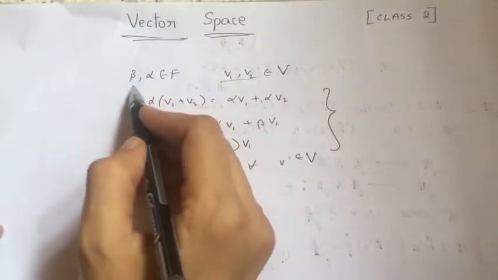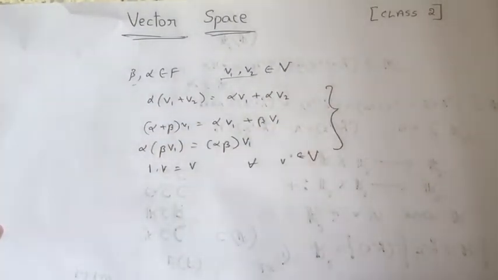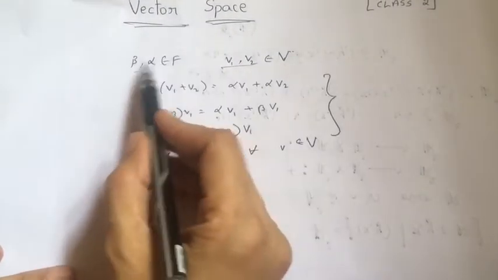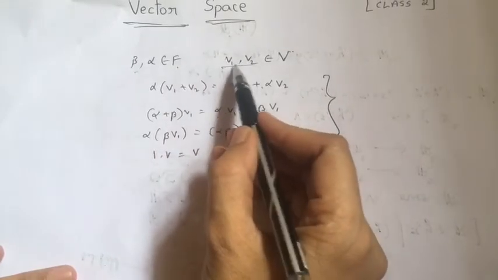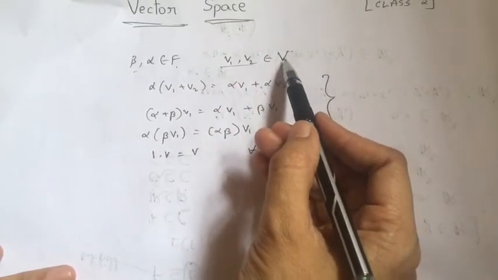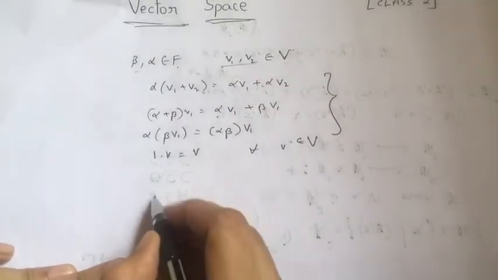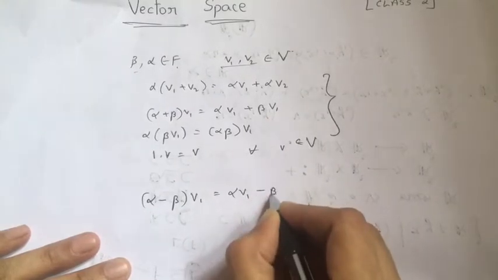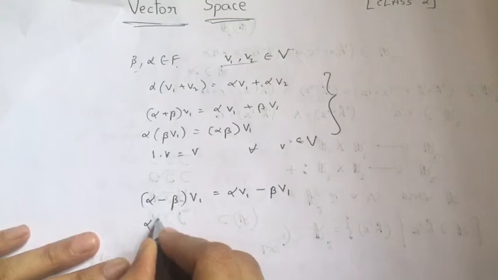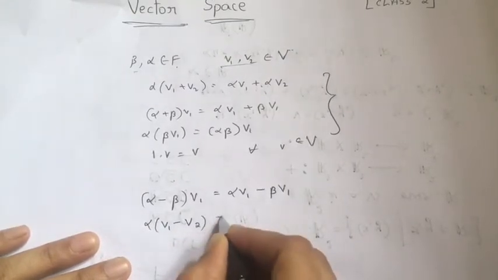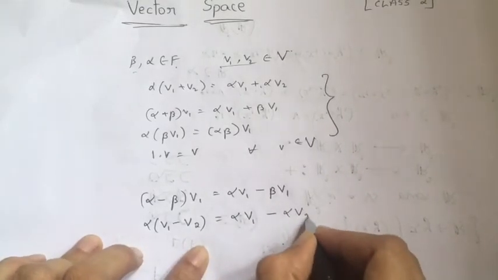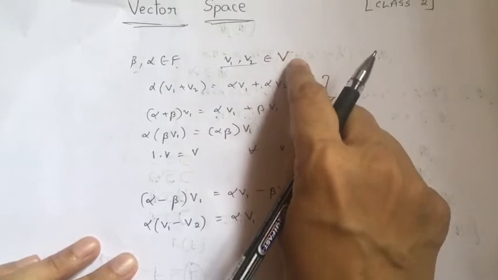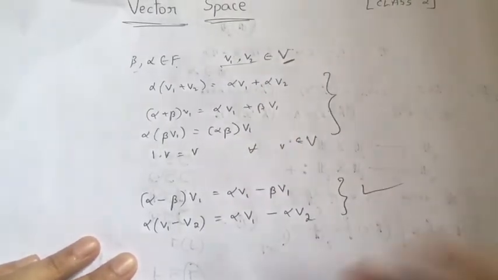If this is satisfied for the vectors from the set and scalars from the field, then I can say that this set forms a vector space. Remember one thing: if alpha, beta belong to the field F and vectors V1 and V2 belong to V, and if V is a vector space, then always remember that alpha minus beta into V1 is the same as alpha V1 minus beta V1, and alpha into V1 minus V2 is the same as alpha V1 minus alpha V2. This is true for any alpha, beta belonging to field F and V1, V2 belonging to vector space V. If V is a vector space, then these two are also true.